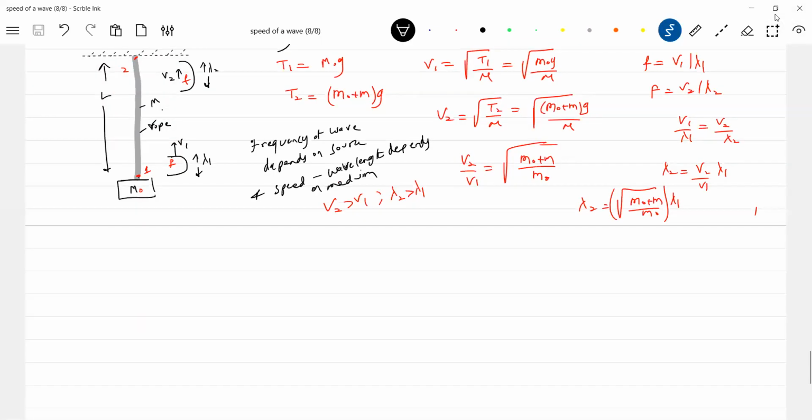So what will happen to the pulse? The pulse which was generated, which was narrow, will become broad because lambda 2 will increase, no? Getting the idea? The pulse will become broader. A narrow pulse set up at the lower end of the rope, by the time it reaches the upper end, will become broader. I think that is the correct statement.